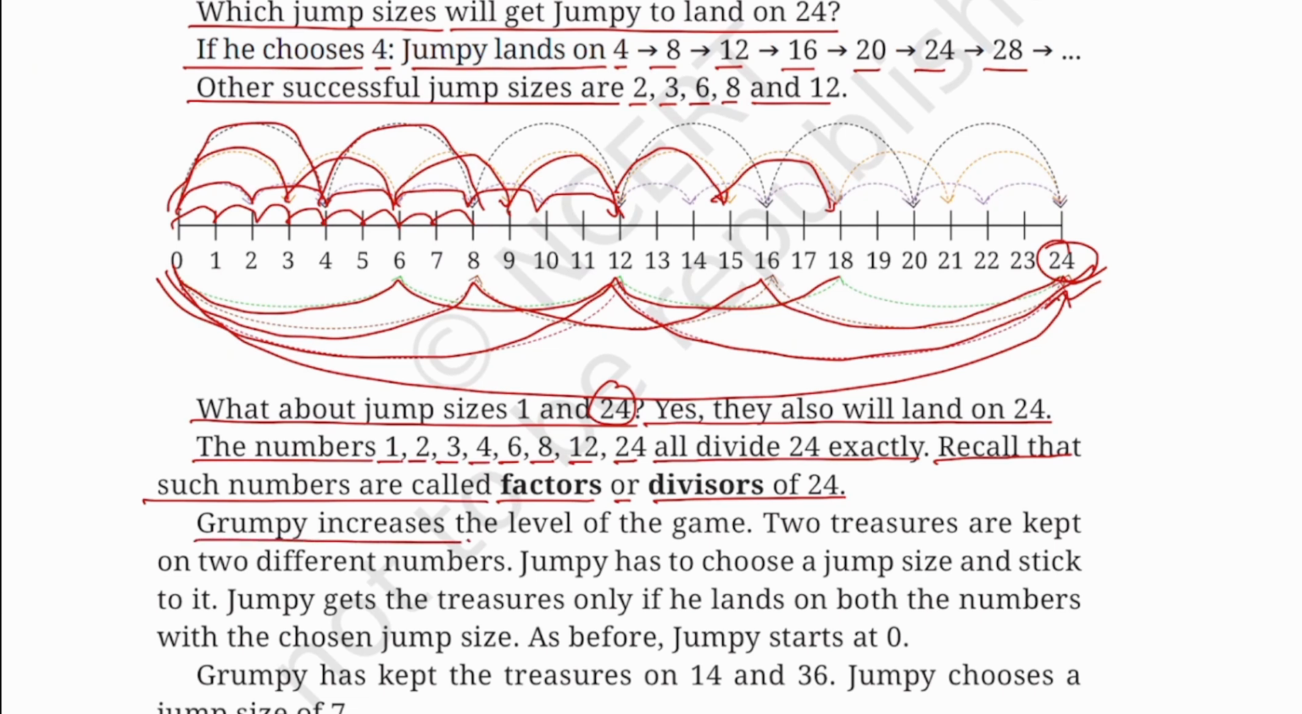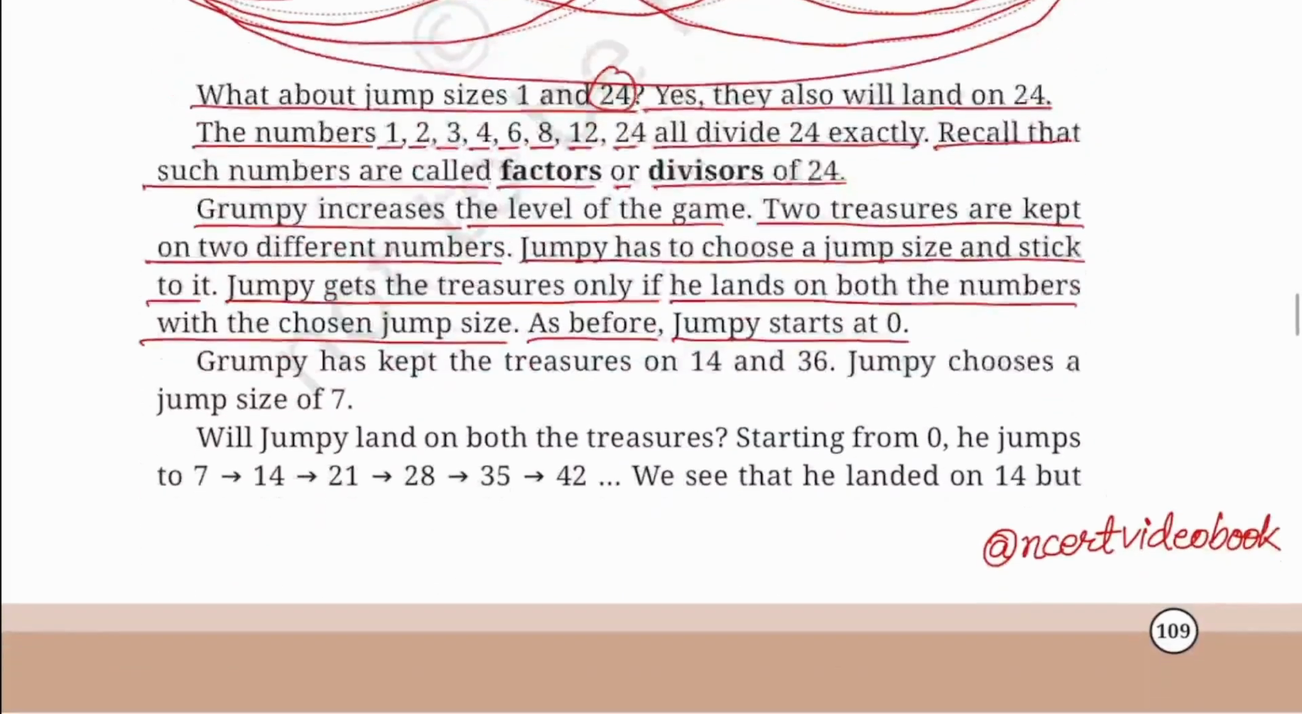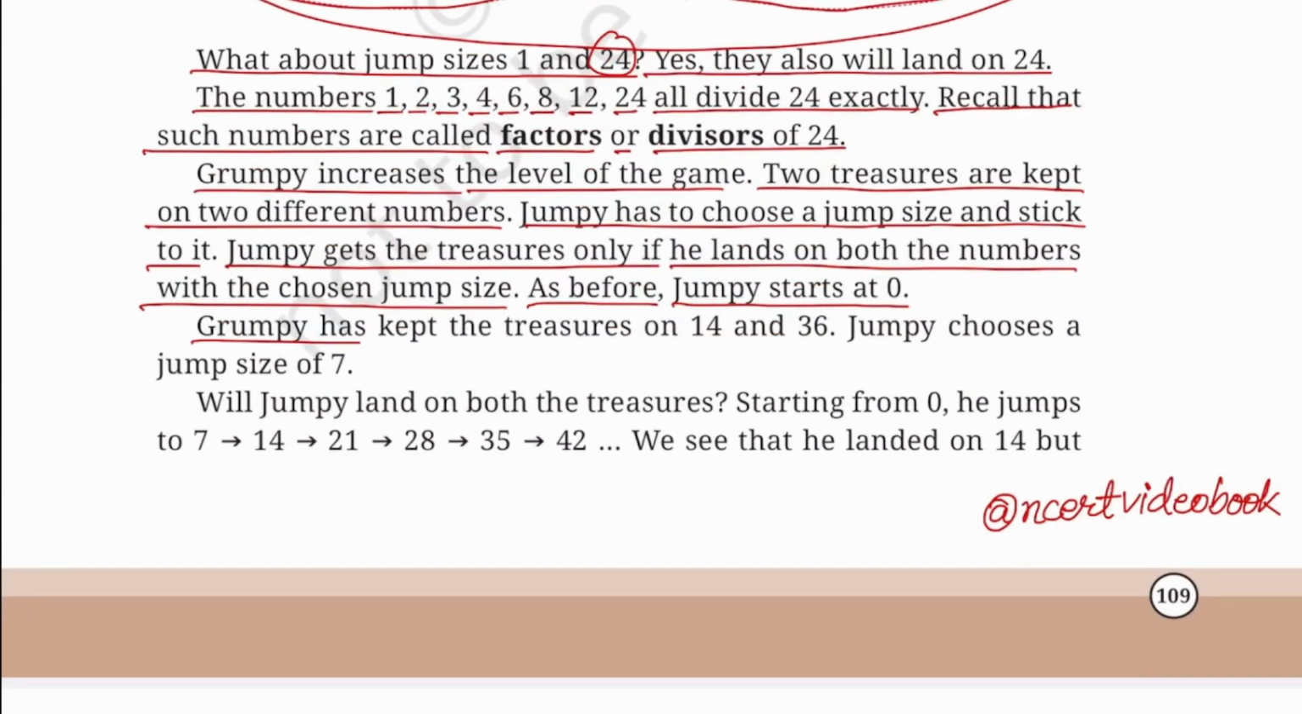Grumpy increases the level of the game. Two treasures are kept on two different numbers. Jumpy has to choose a jump size and stick to it. Jumpy gets the treasure only if he lands on both the numbers with the chosen jump size. As before, Jumpy starts at 0. Grumpy has kept the treasures on 14 and 36. Jumpy chooses a jump size of 7. Will Jumpy land on both the treasures?